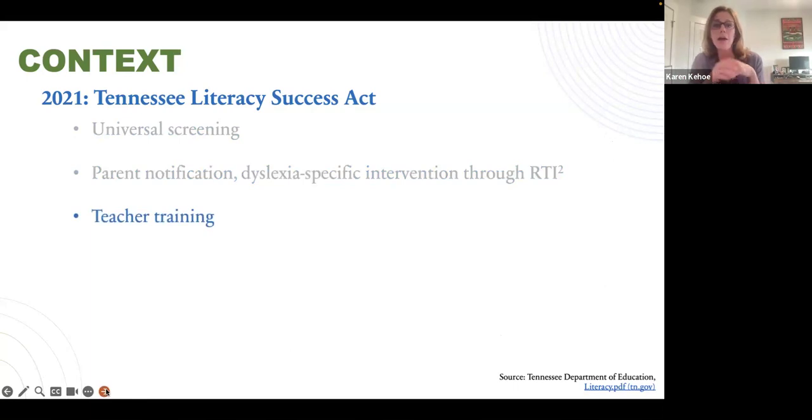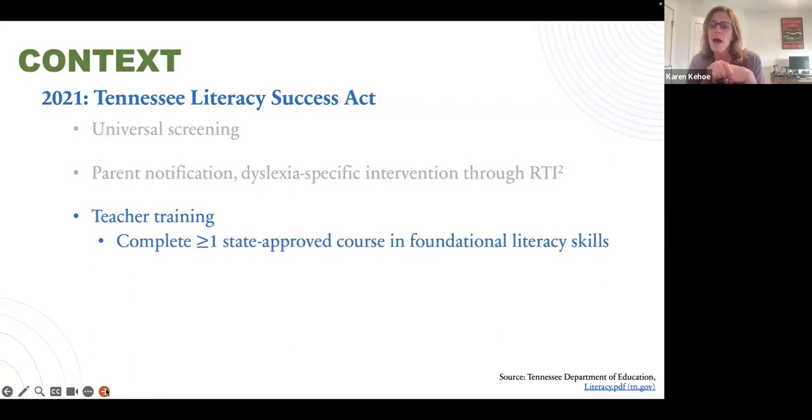Okay. And the LSA also included this component of teacher training, which is kind of what helps bring us to where we are with this online module. In that teacher training, teachers have to complete at least one state-approved course in foundational literacy skills instruction. The state did put out a contract to create some state-approved courses in foundational literacy skills, but all teachers need to complete that for initial licensure, and then to renew their license, they also have to show that they've gotten at least one course under their belts in this foundational literacy skills instruction.